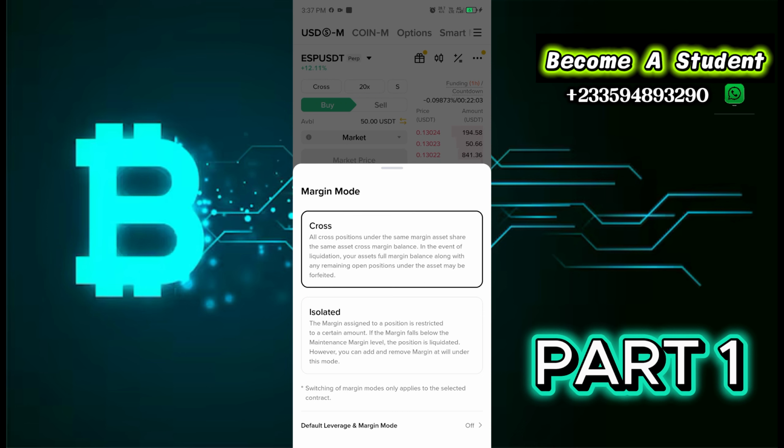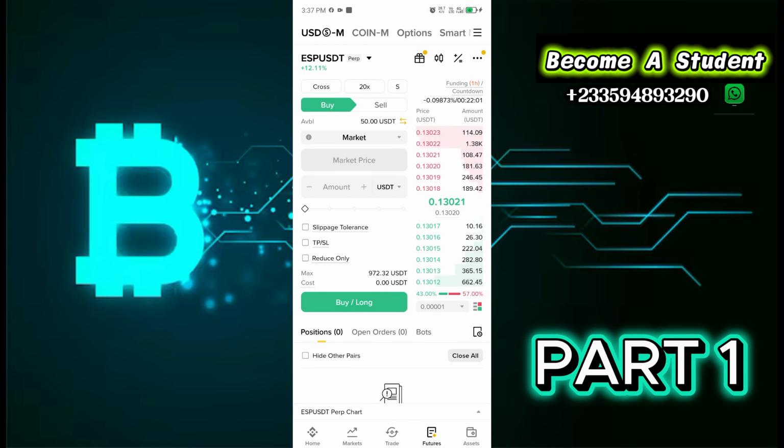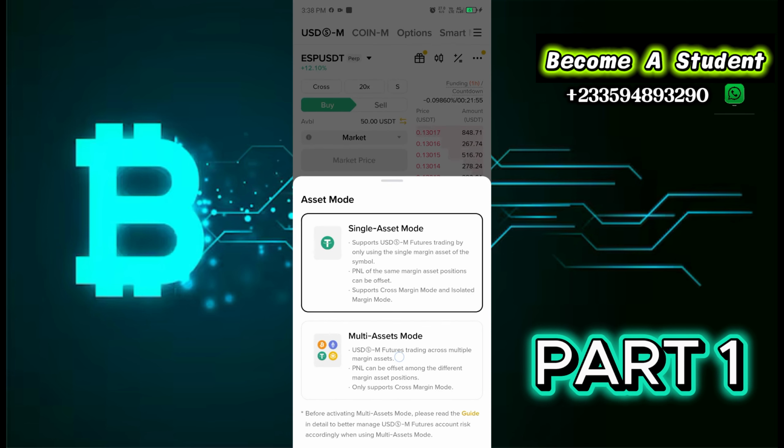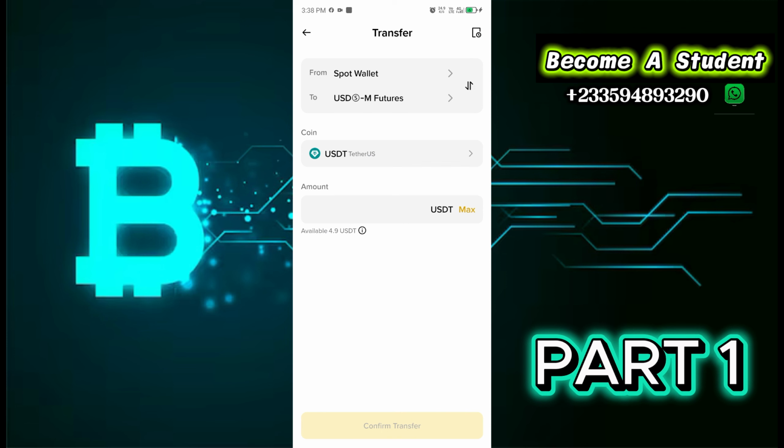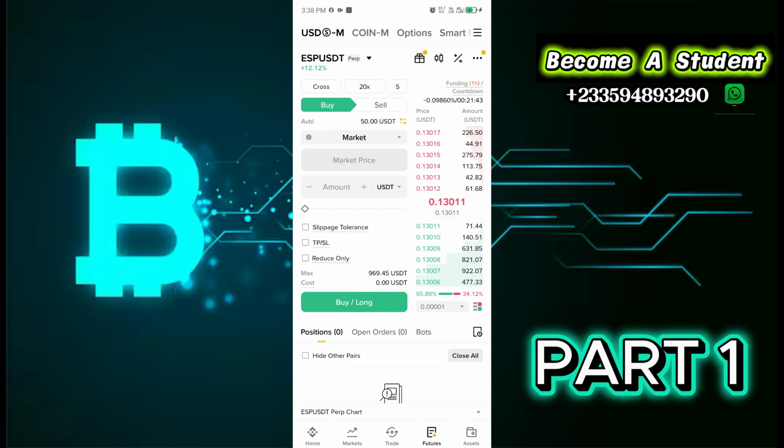But if you are using cross margin, then you can use this one. It only works for cross margin. Okay, so if you are using cross margin, you are not allowed to use the multi asset mode, but with the single asset mode, this is only for USDT, so you are not allowed to add all of the different coins that I just mentioned right now, like the BTC, the Solana and the rest. If you are using isolated margin, you are not supposed to use it.